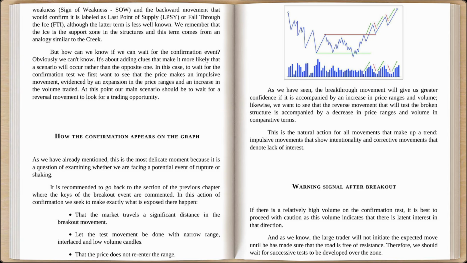Obviously, we can't know. It's about adding clues that make it more likely that a scenario will occur rather than the opposite one. In this case, to wait for the confirmation test, we first want to see that the price makes an impulsive movement, evidenced by an expansion in the price ranges and an increase in the volume traded. At this point, our main scenario should be to wait for a reversal movement to look for a trading opportunity.